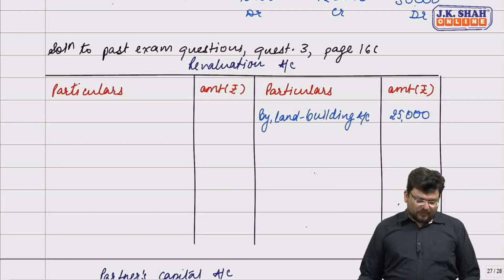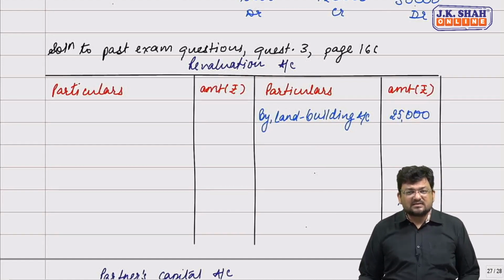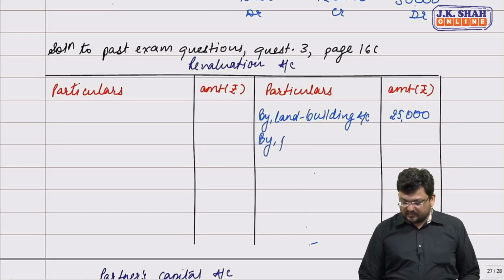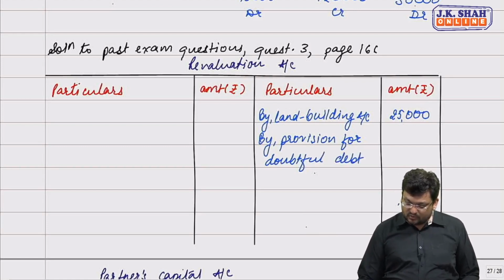Debtors were all good, so no provision is required. There is balance of provision already appearing in old balance sheet. Sir, provision given in old balance sheet is of rupees 2,000. Provision is having which balance? Sir, provision always have credit balance. In order to close that, provision account is to be debited? Yes, sir. So entry will be provision for doubtful debt to revaluation, 2,000.